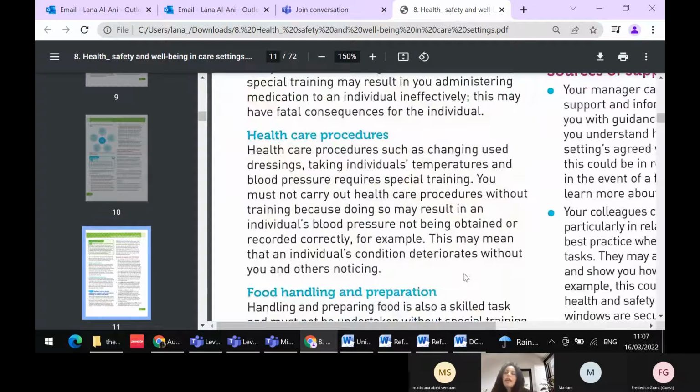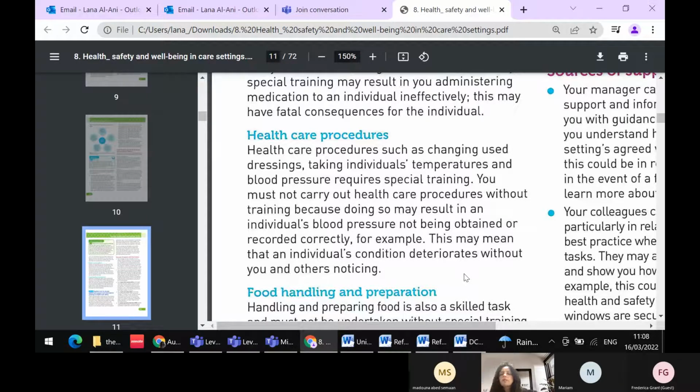Also, you need training on health care procedures. So what is it all about? These procedures are always changing. Why? Because the management might put a procedure in place, but then they realize there have been so many accidents, and even though they have the right procedure, they think, well, you know what? We need to change the procedure. Then the procedure might change from time to time. Then you need to be up to date with the procedure and how you can follow it.